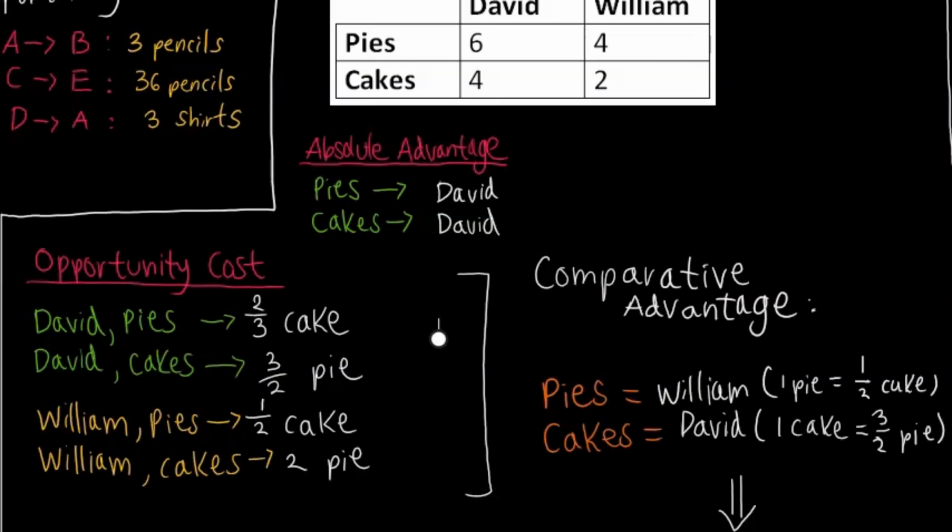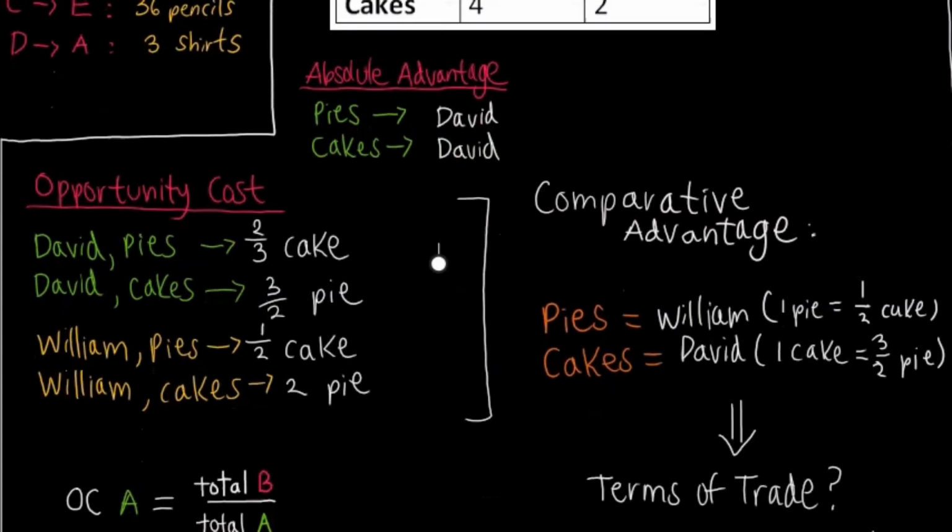William can produce 1 pie and only give up 1/2 of a cake. Therefore, William gives up less cake per pie, and so he has a comparative advantage in producing pies. Same thing for cakes. Now we're just looking at how much they give up for producing 1 cake. David, producing 1 cake, gives up 3 halves of a pie. For William, he gives up 2 pies just to produce 1 cake. Therefore, David has the comparative advantage in terms of cakes.